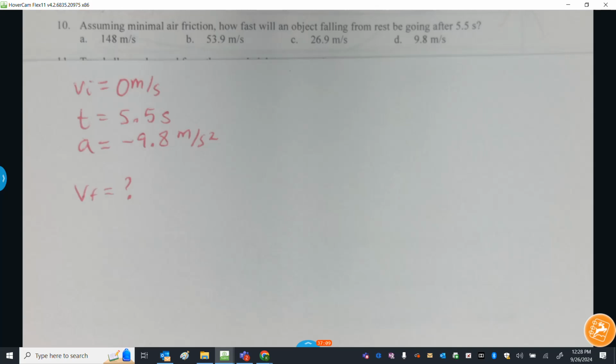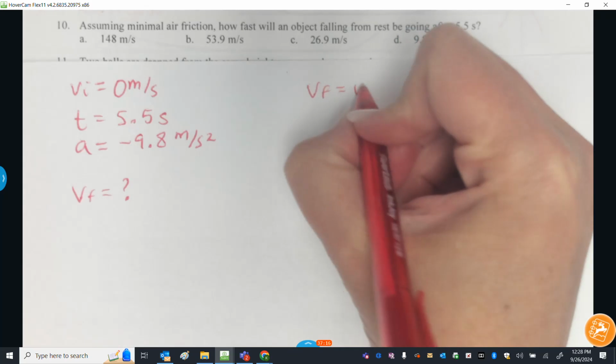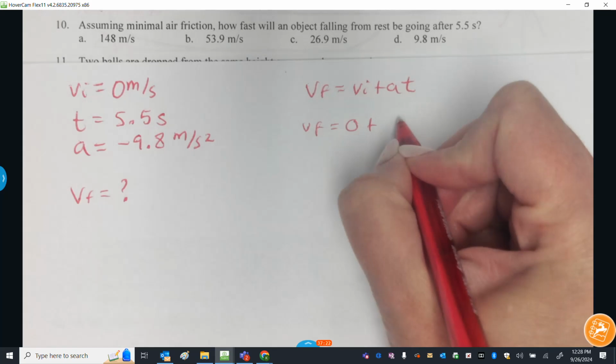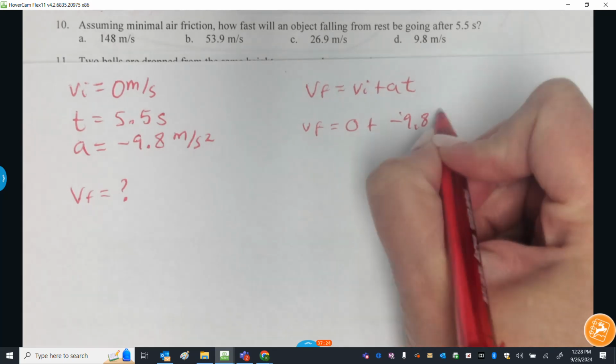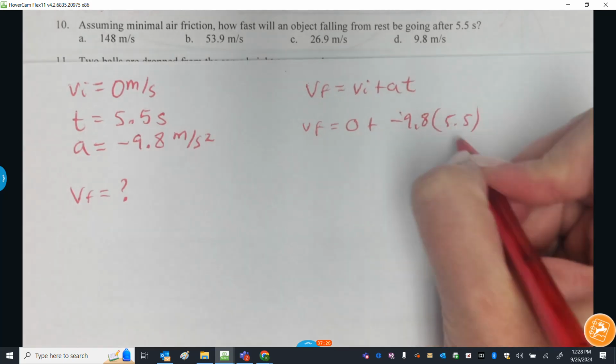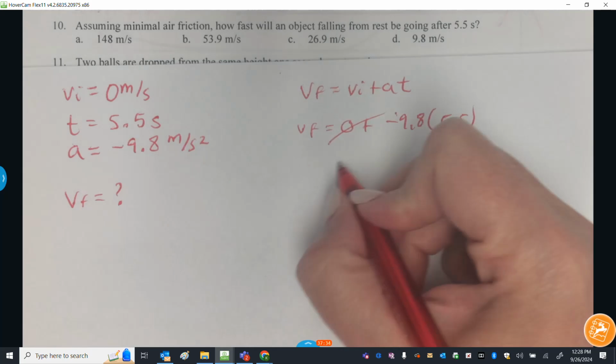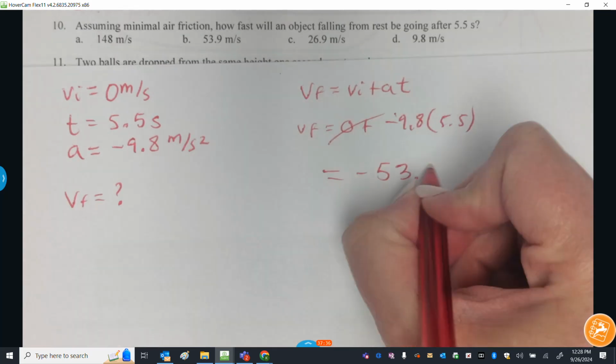I'm looking for VF. If I take a look at my equations, I'm going to choose the first one. VF equals VI plus A times T. And we're going to substitute in VF equals 0 plus negative 9.8 times 5.5. Of course, if I add 0, that's not doing anything. So it's really just negative 9.8 times 5.5, which is negative 53.9 meters per second.